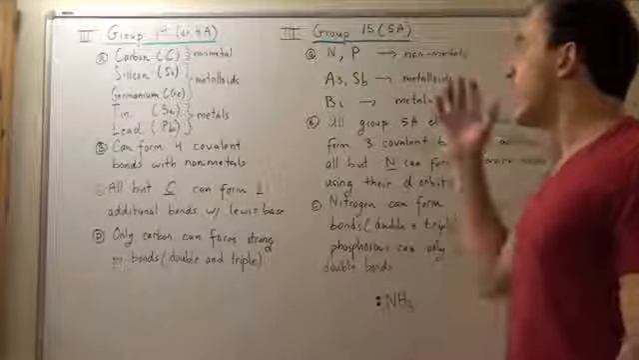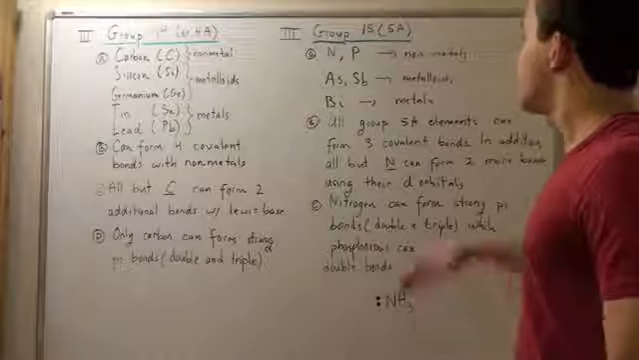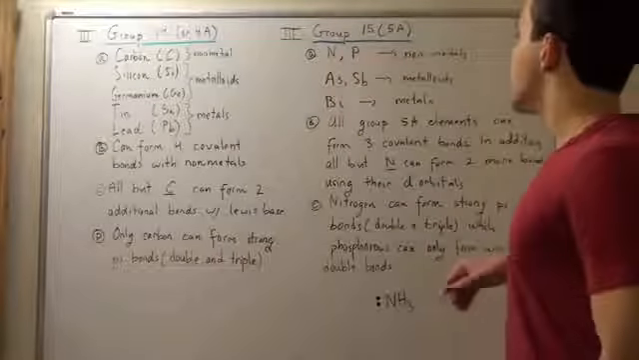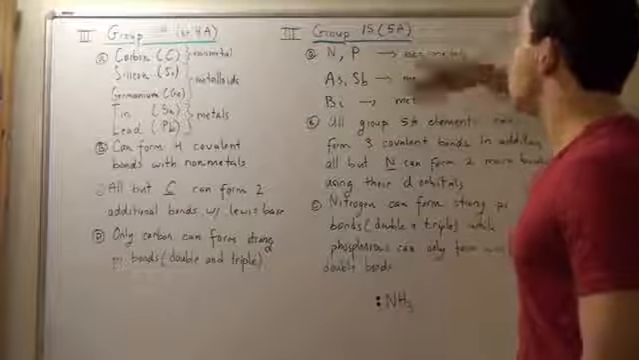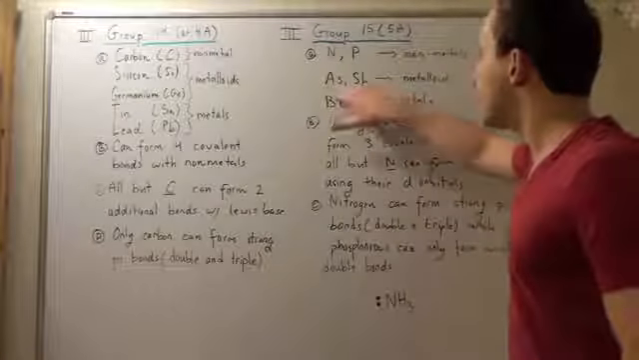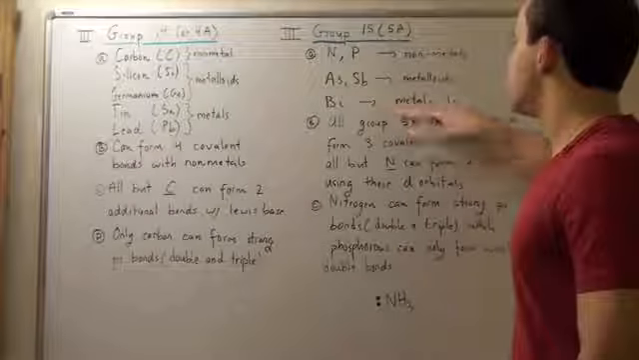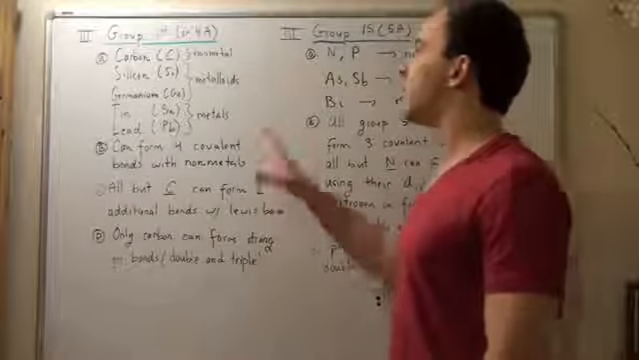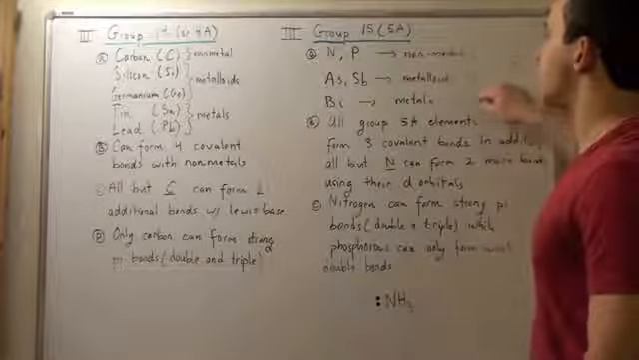In group 15 or 5A, we also have at least 5 atoms. These are the important atoms listed. So we have nitrogen and phosphorus, which are both nonmetals. We have arsenic and antimony, which are both metalloids, and bismuth, which is a metal. Now once again, just like group 14 or 4A, we have at least one of each in our group 15 or 5A.